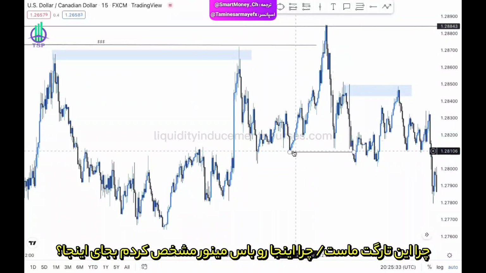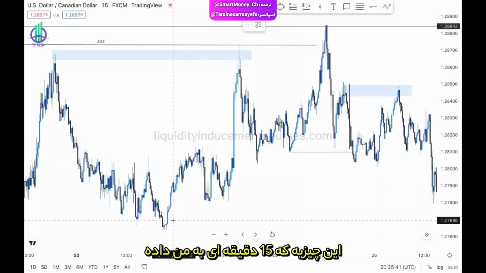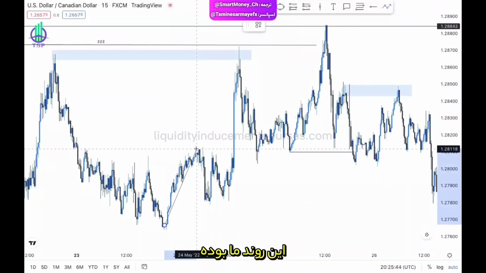Why is this my target? Why am I calling this my minor BOS instead of this? It's simple. I've had price give me, on my 15 minutes time frame, this was a trend. This high.